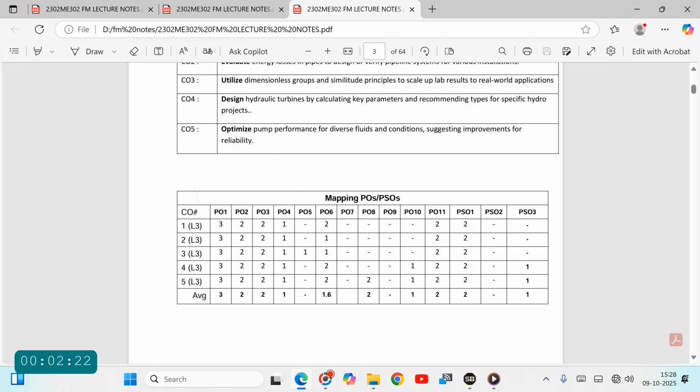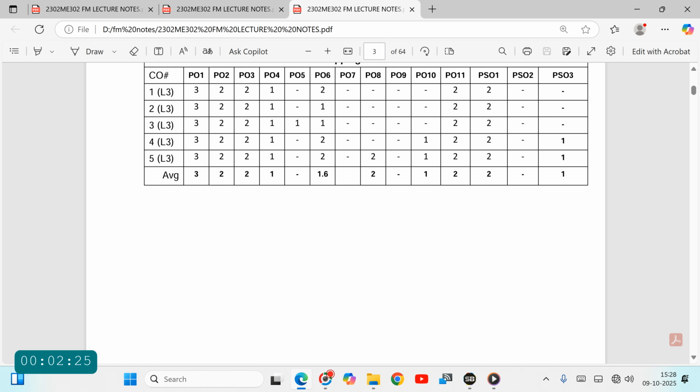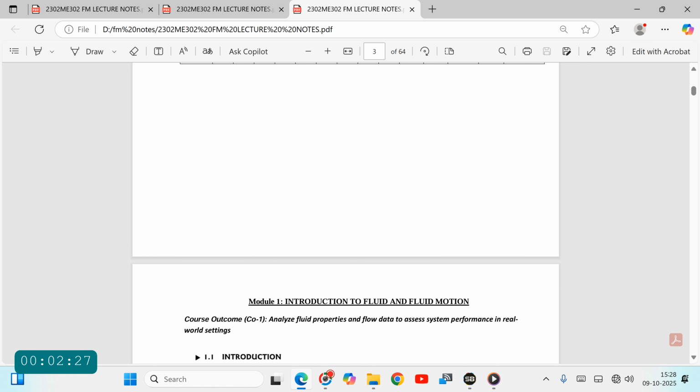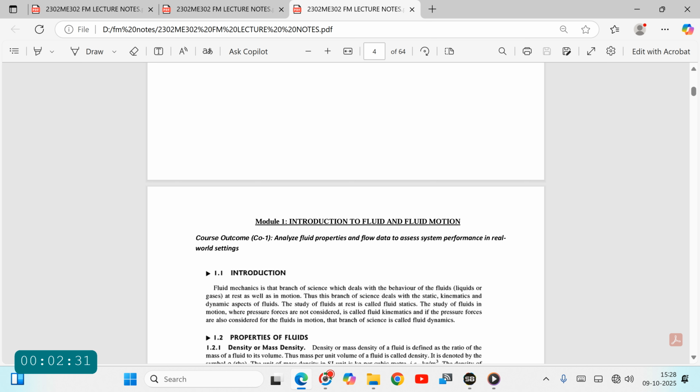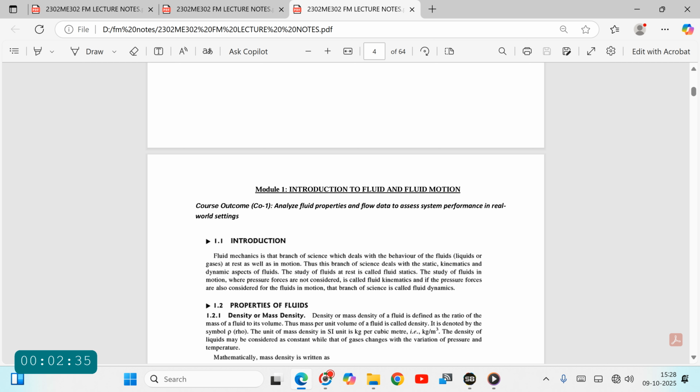Now I will explain Module 1, the introduction of fluid mechanics and motions. Fluid mechanics is a branch of science, as already told, which deals with the behavior of fluids, meaning anything capable of flow, liquids or gases, at rest as well as in motion. It is the branch of science that deals with the static, kinematic and dynamic aspects of fluids.